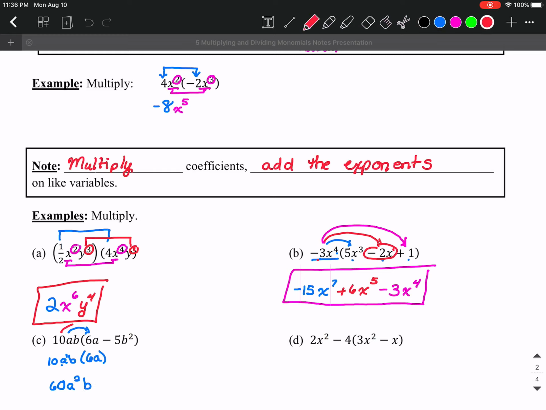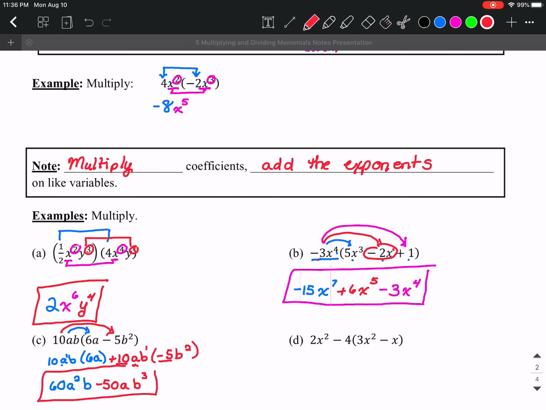Then they say, okay, wait, now I have to distribute that, so I'm going to write my 10AB, and I'm going to multiply it by negative 5b squared, okay? And now we would do the coefficients. 10 times negative 5 is negative 50. A, and there's no way to multiply it by, so it's still just A. Then we have a b to the first times a b squared. So what's the exponent on that? 1 plus 2 is 3.